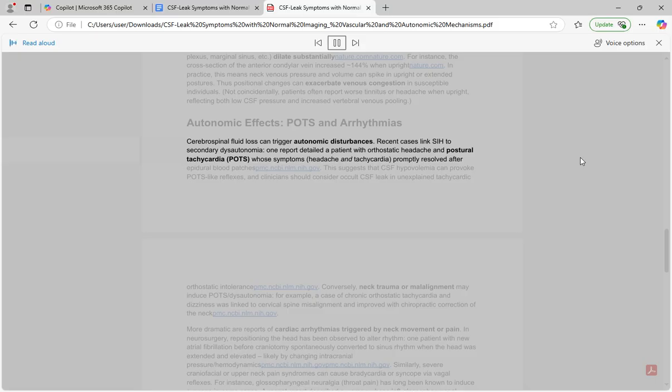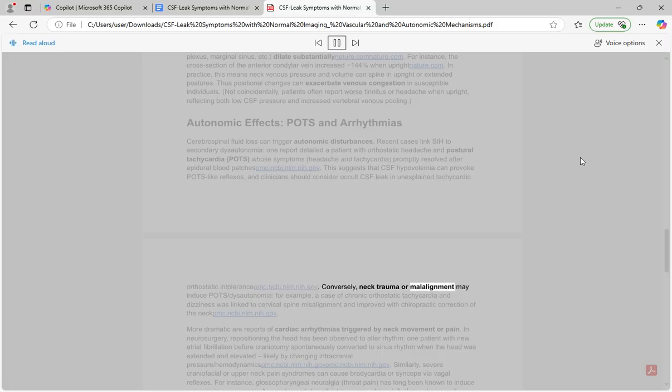Cerebrospinal fluid loss can trigger autonomic disturbances. Recent cases link SIH to secondary dysautonomia. One report detailed a patient with orthostatic headache and postural tachycardia, POTS, whose symptoms, headache and tachycardia, promptly resolved after epidural blood patches. This suggests that CSF hypovolemia can provoke POTS-like reflexes, and clinicians should consider occult CSF leak in unexplained tachycardia or orthostatic intolerance.